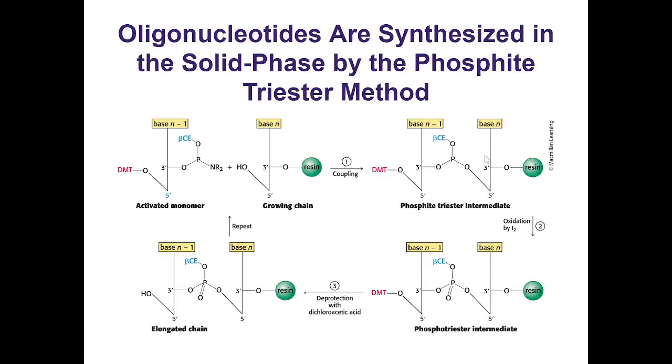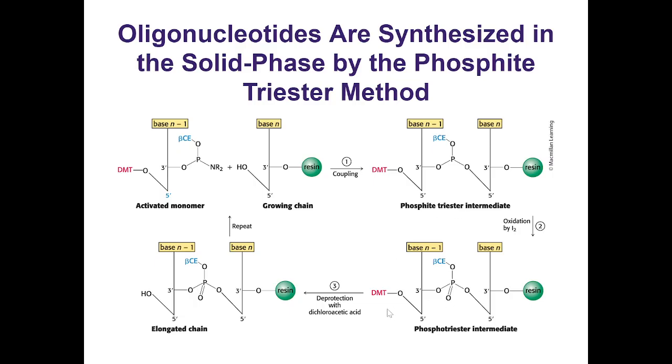So the next step is right here. We're going to go down and perform oxidation via I2. This will give our phosphotriester intermediate, which is this form right here. You can see here we have attached that carbonyl group. That's the oxidation.